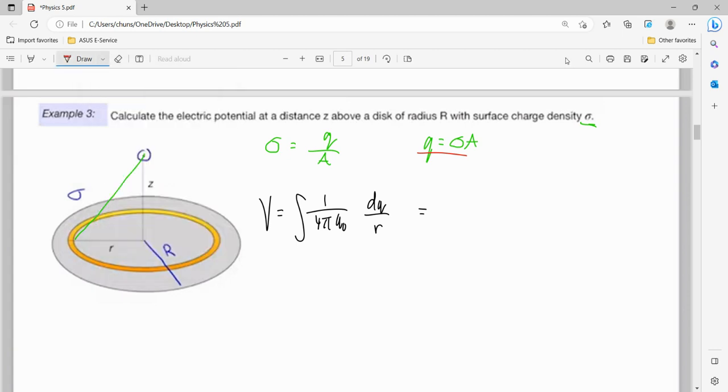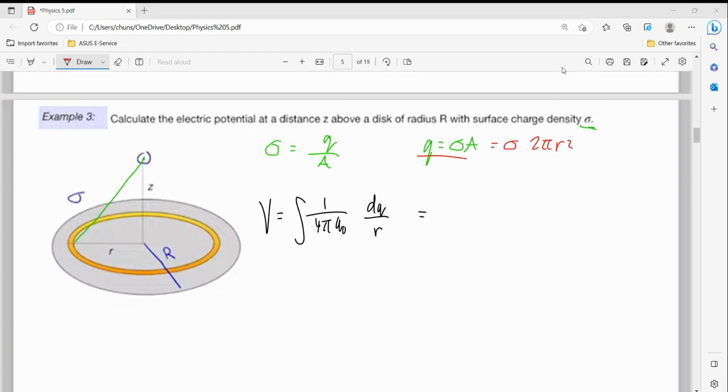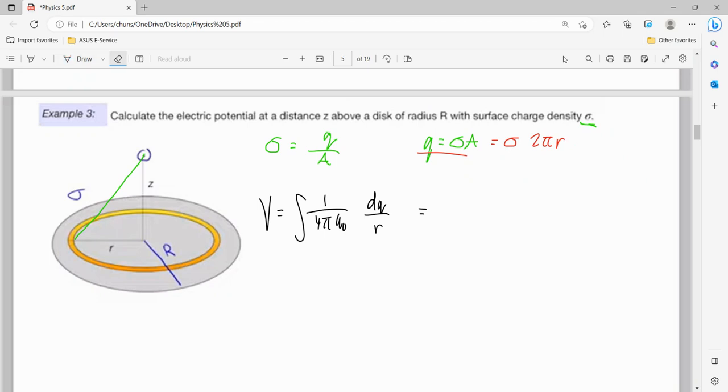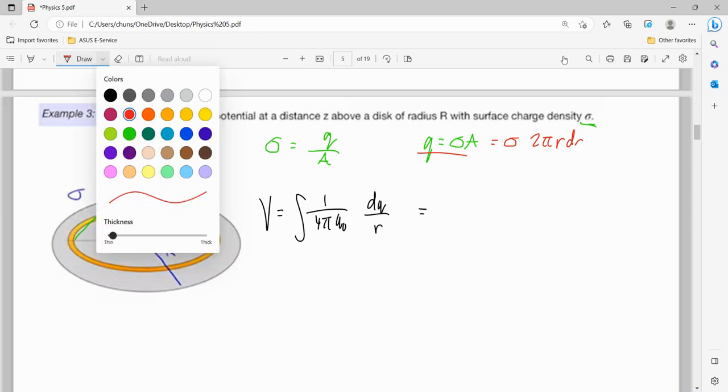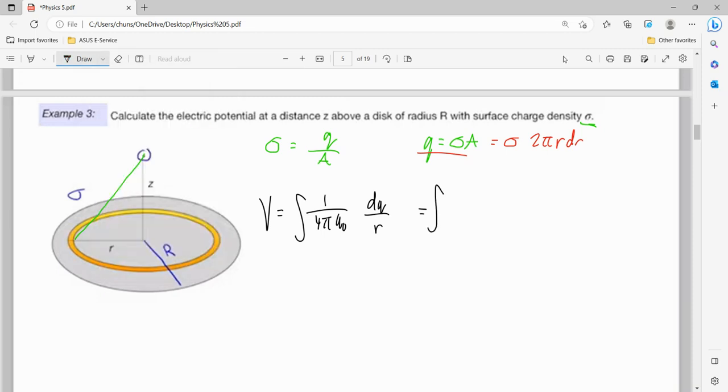So instead of just saying A, we can make our dq equal to, so we have a disk, so that's the area of our disk, 2 pi r, just r to the power of 1, dr. And this is going to go into our equation. So set up our bounds of capital R and 0, because as we change our capital R, that's what we want to see happen as we use infinitesimally small rings.